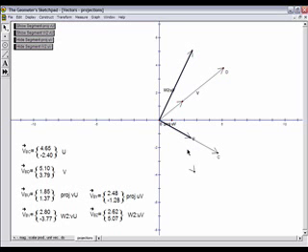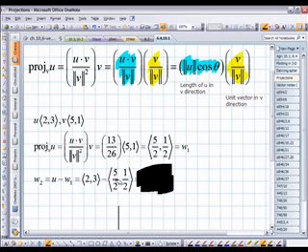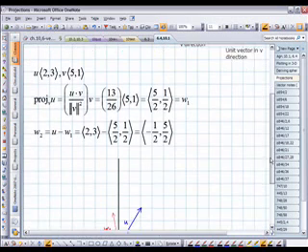Now, because w1 and w2 are going to add up to u, once I know w1, the projection of u on v, I can subtract it to get the other vector, the w2 vector. So if I want to get w2, I do vector u minus w1. So once I find w1, I'll subtract it from u, which is 2, 3, and I end up with this vector here. So I'm going to go ahead and plot the vectors, and you can see that it makes sense.